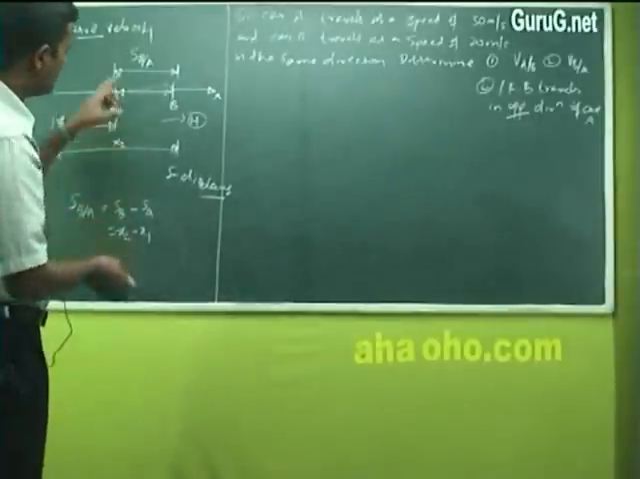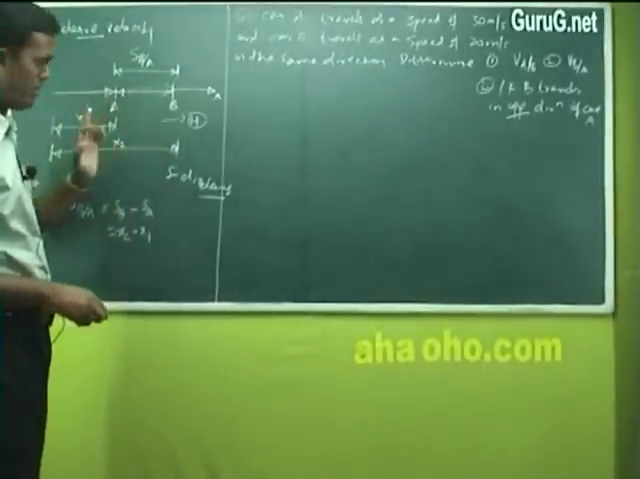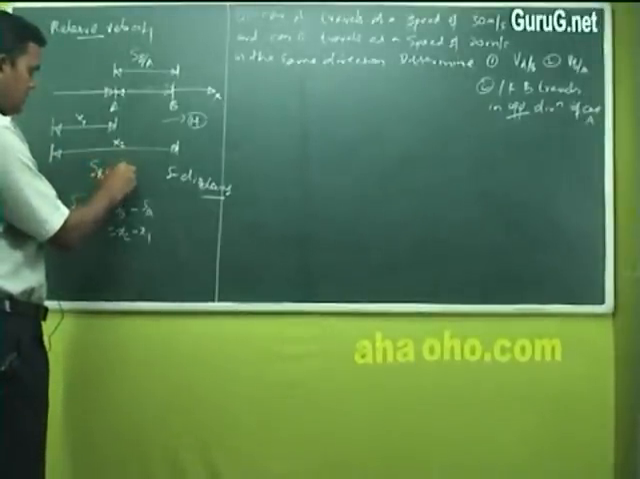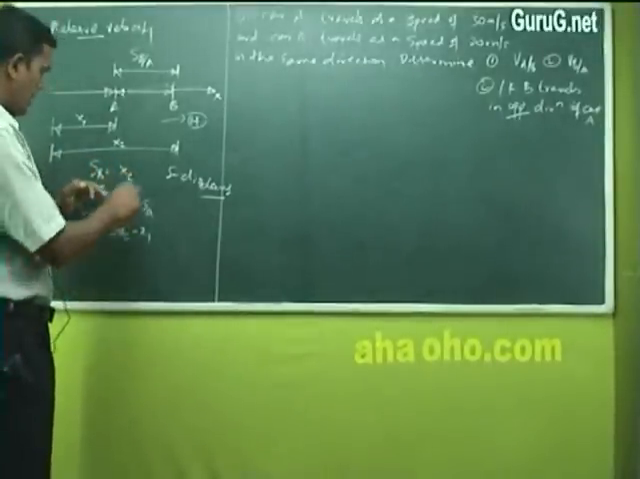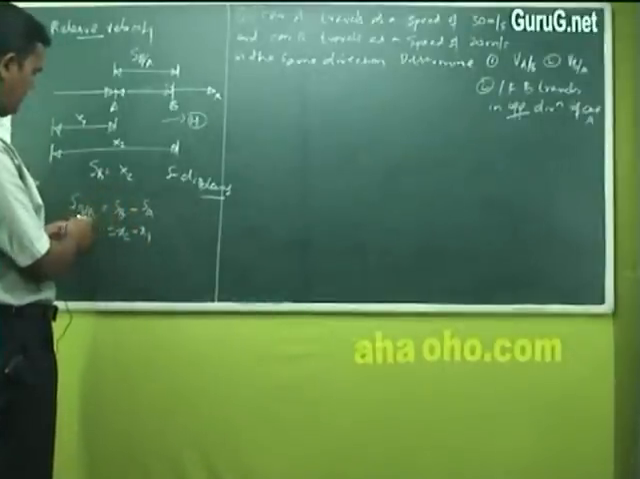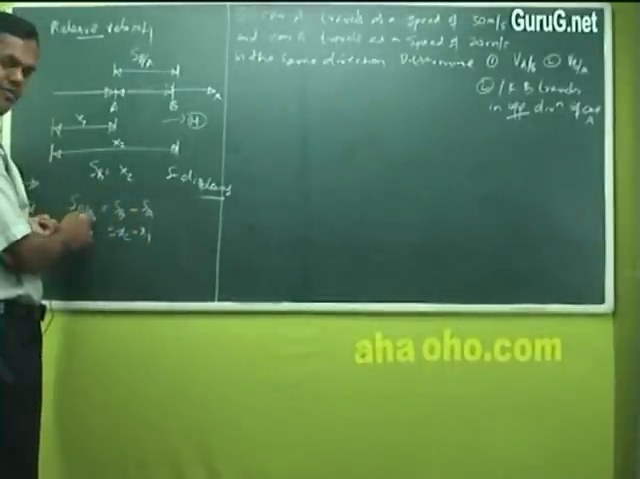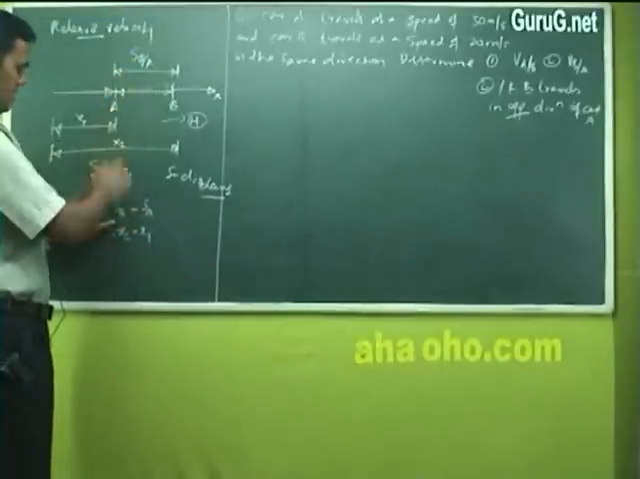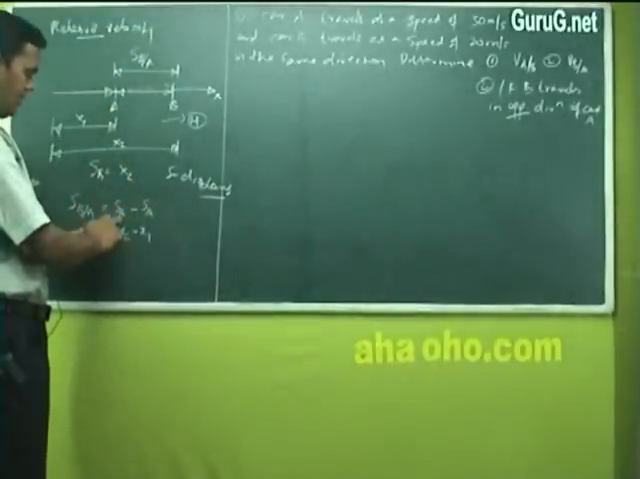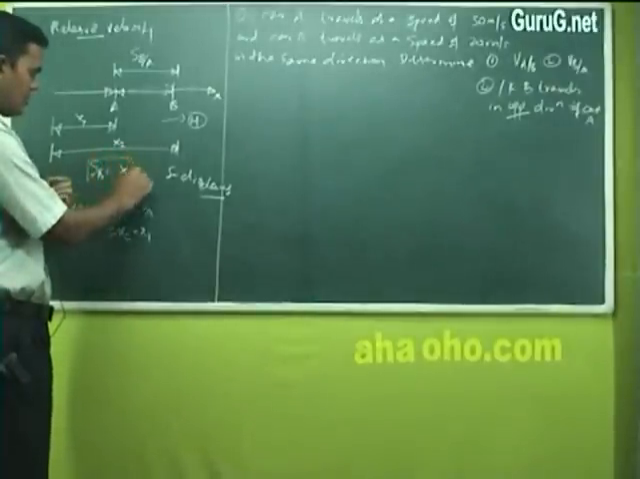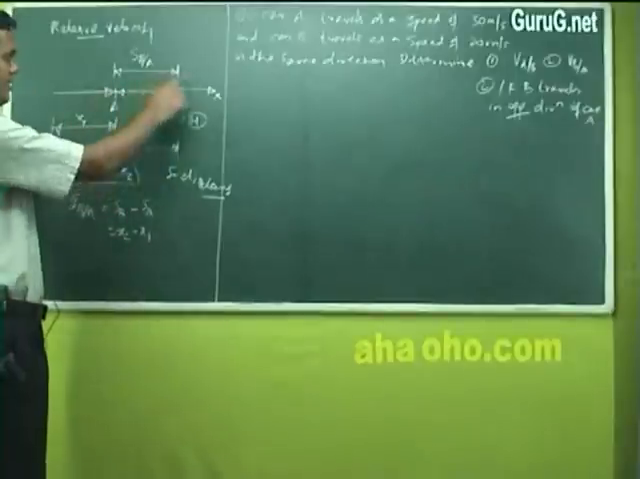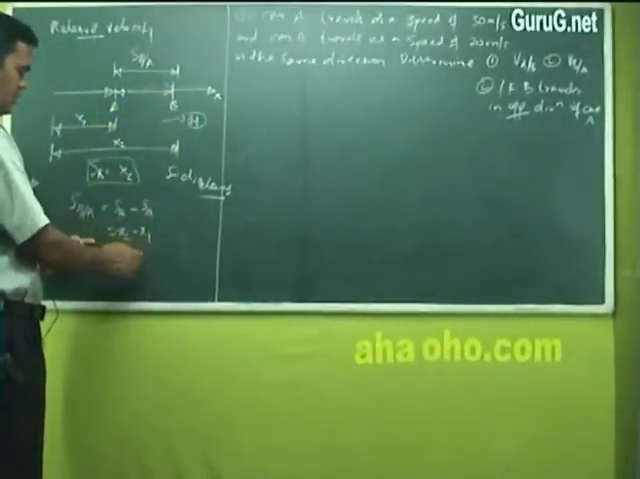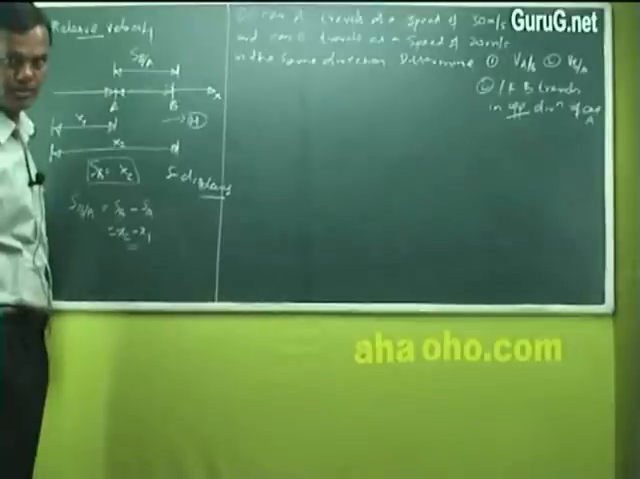If I want the displacement of body B alone, what is this? X2. Suppose I want SB, it is x2. Here I have written the displacement of body B with respect to A, that is SB minus SA. This is the relative displacement. SB alone is x2, that is this length alone. B has traveled a distance of x2 and A a distance of x1. It can be calculated like this, x2 minus x1.